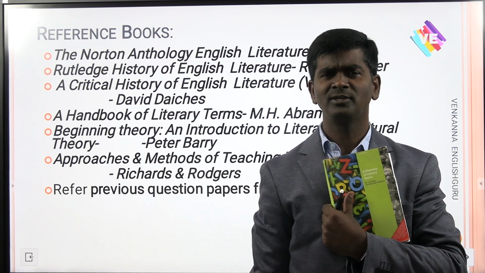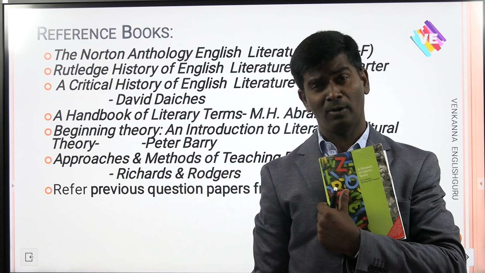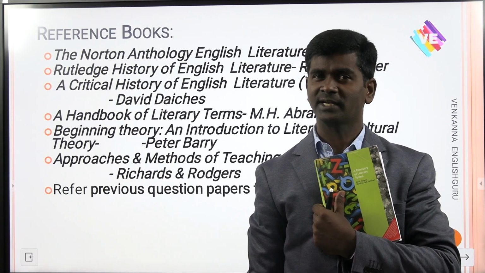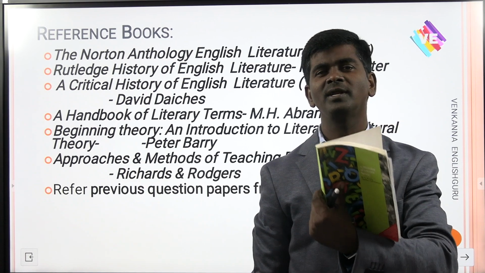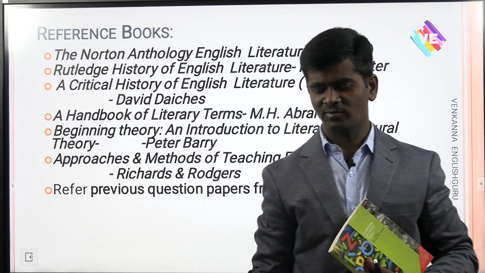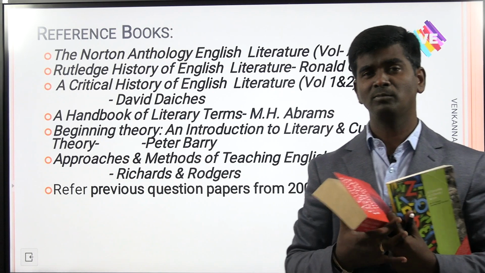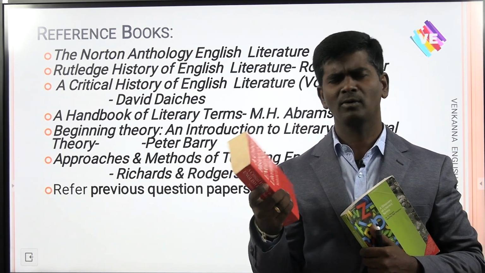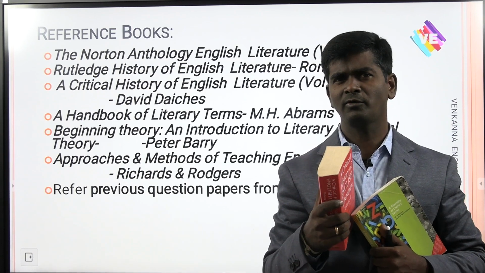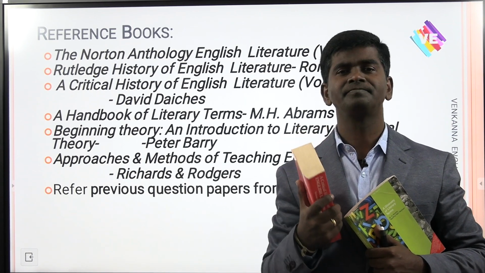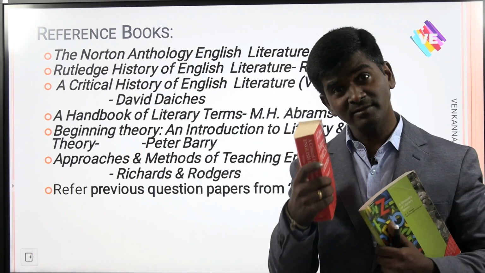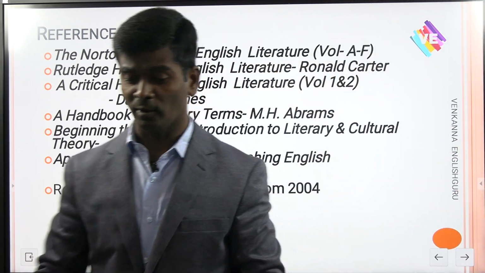It is just like a Bible to us, and it includes a lot, and whenever you get a doubt with regard to certain terms in English literature, you need to refer to this handbook of literary terms. And I would suggest you another book, A Critical History of English Literature by David Daiches, a very important one, but mainly you need to read volume 2 and focus on the Romantic, Victorian, modern period. That is going to help you a lot.